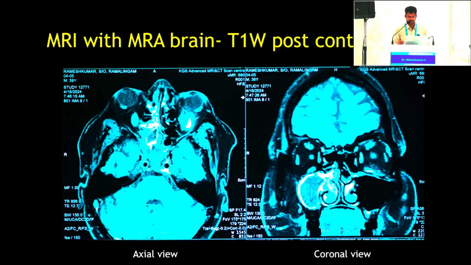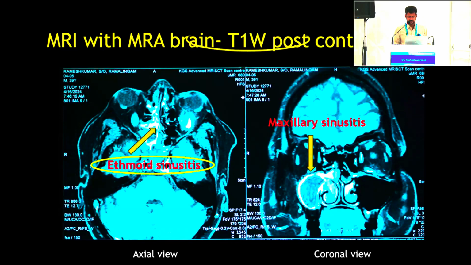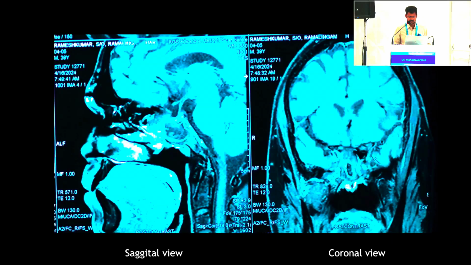So we ordered an MRI brain. In T1 weighted post contrast, in axial view, we can appreciate the ethmoidal sinusitis. In coronal view, we can appreciate the maxillary sinusitis. In sagittal view, we can note the sphenoidal sinusitis. In coronal view, there was a cavernous sinus involvement noted.